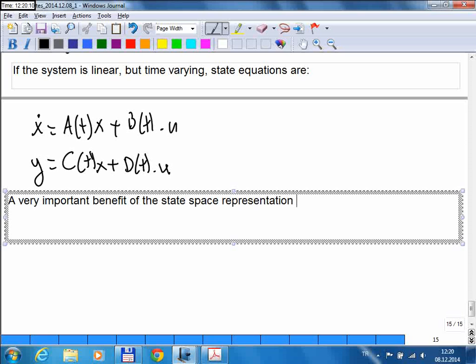Representation. Okay, so let me just continue and you will hopefully understand what I mean. This representation is observed for multi-input and multi-output systems.